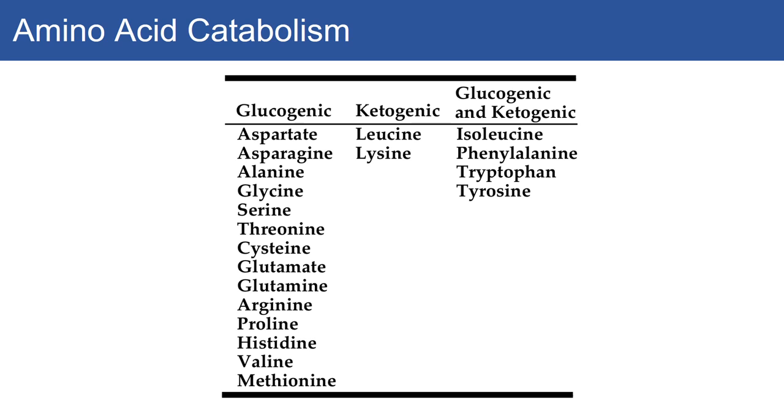Some of the larger amino acids, tryptophan, phenylalanine, tyrosine, isoleucine, and threonine, are both glucogenic and ketogenic, meaning they can go in either pathway. And we have two that are purely ketogenic: lysine and leucine. All the others are glucogenic, and those can go, again, into glucose.